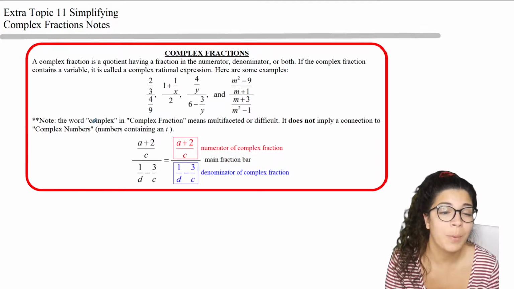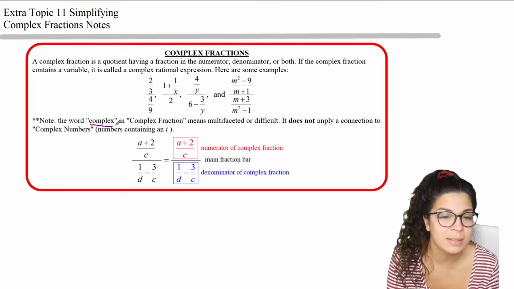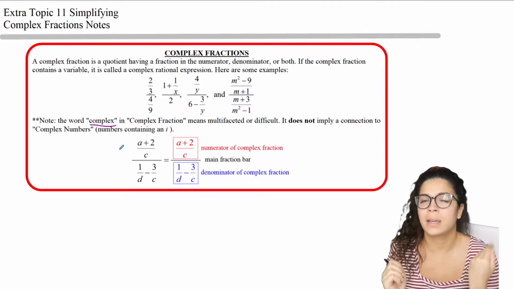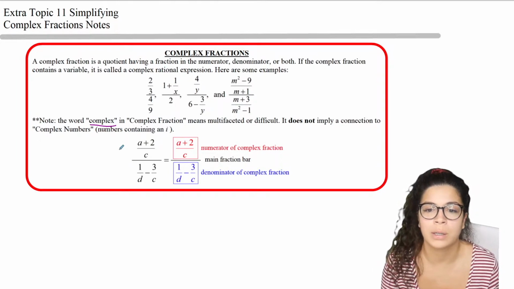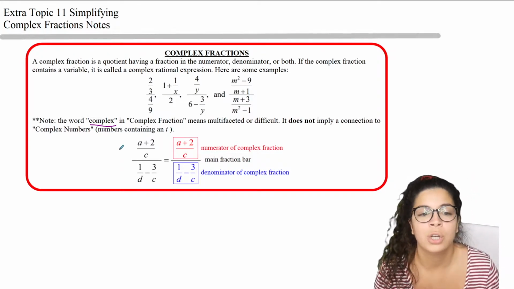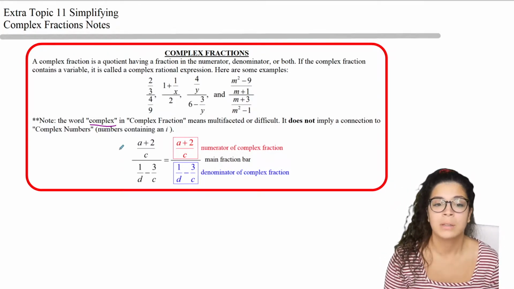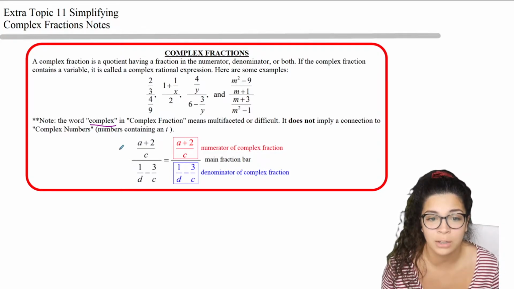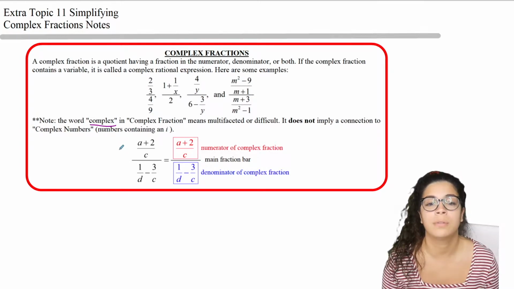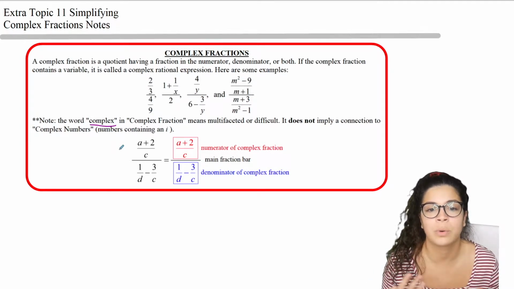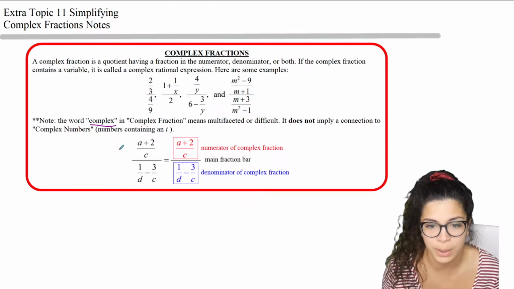Now, I want to point out that complex in this case, in complex fractions, just means multifaceted or difficult. It doesn't imply any connection to complex numbers that we covered in the quadratic section, where you have a number containing i, so that it has some sort of imaginary component to it.